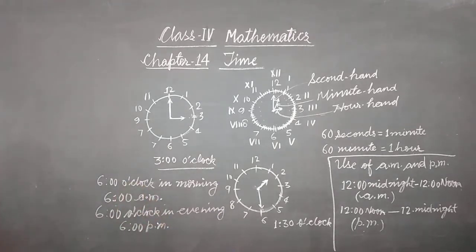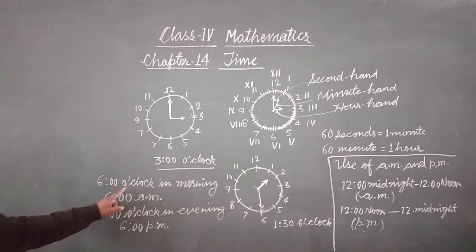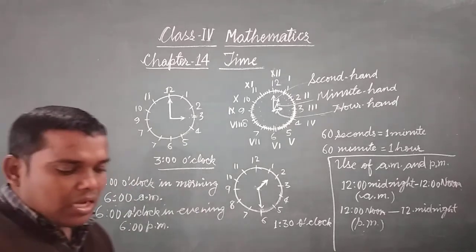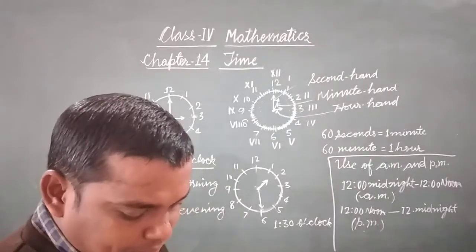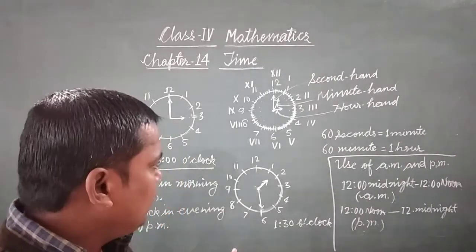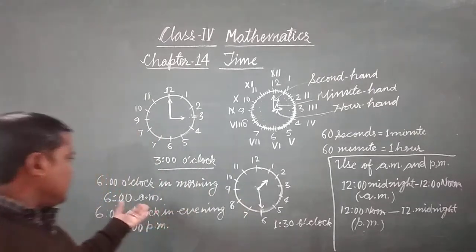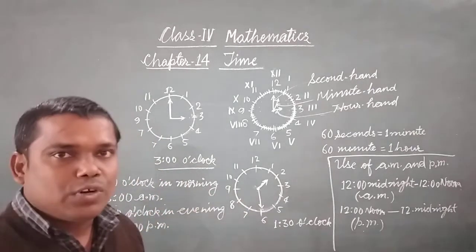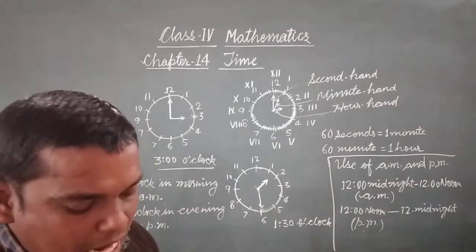I hope it is clear that 6 o'clock in the morning, we write time in AM, and 6 o'clock in the evening we write time in PM. Okay. Our next topic is on the use of AM and PM, for which you have been given exercise 14.3.